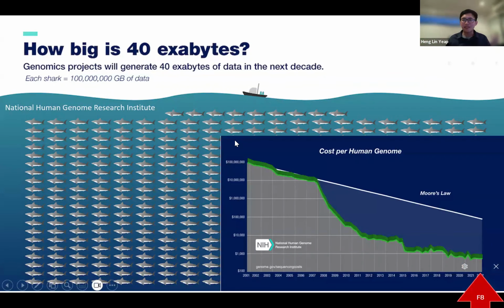And with that, we also have the cost of genomes decreasing significantly in the context of human genomes. The 3 gigabase genome started off at hundreds of millions of dollars at the beginning of the Human Genome Consortium, to now it's below $1,000.